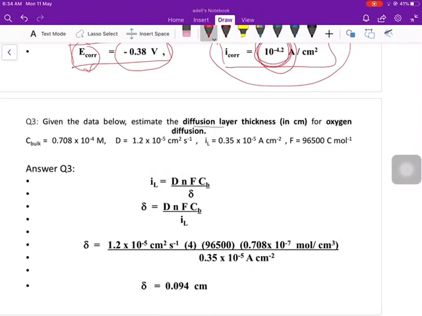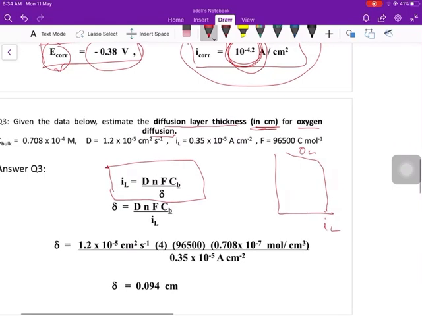Then question 3. You need to estimate the diffusion layer thickness in centimeter for oxygen diffusion. In this case, this is controlled by concentration polarization. This is IL. The process is O2 plus 4 hydrogen and 4e equals 2 water molecules. So in this case, n is 4.